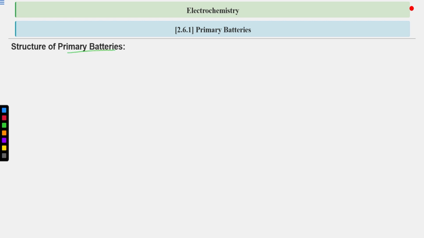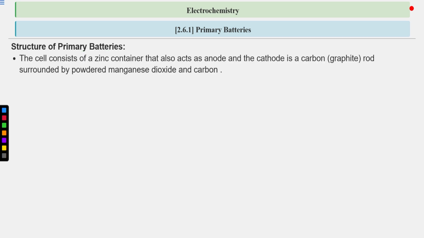Structure of primary batteries. We have talked about the definition of the primary battery and its examples. Now let's see what the structure of a primary battery is, how you can divide the structure, or how you can imagine the different functions or constituents of a primary battery. So the cell consists of a zinc container that also acts as anode, and the cathode is a carbon or graphite rod surrounded by powdered manganese dioxide in carbon.